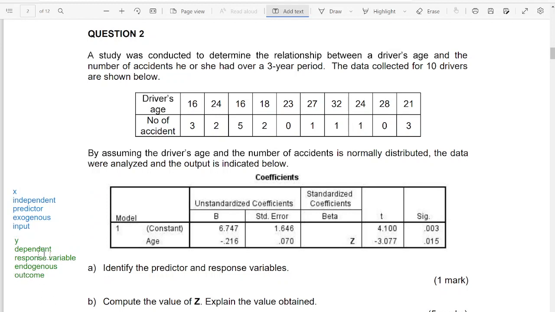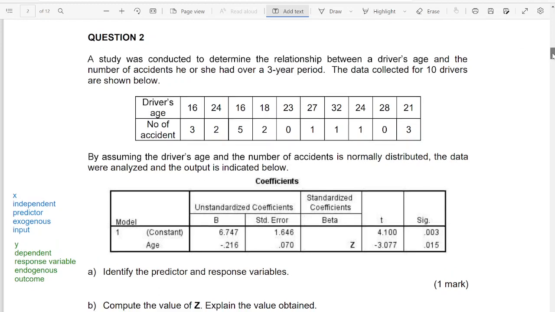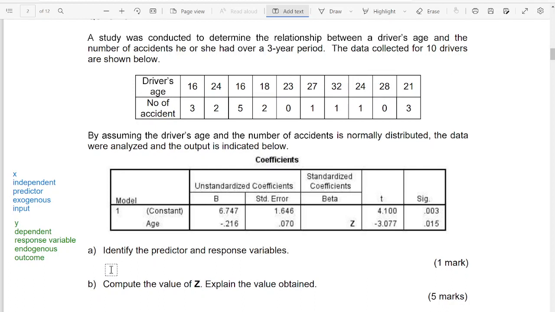How do we know which one, exogenous or endogenous, is X and which is Y? For the exogenous, it has the letter X in it, so you know that this is for the X variable, that is the independent variable. So endogenous is the dependent variable. So in this situation, looking at this data, the first thing they ask you to identify is the predictor and the response variable. That means the predictor is the independent variable and the response variable is the dependent variable.